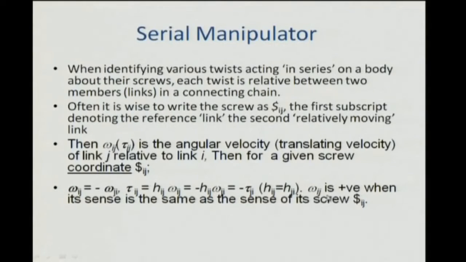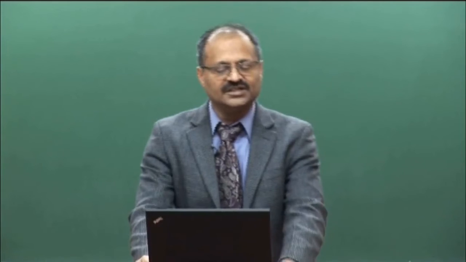Anyway, now coming back to the serial manipulator again. We now understand that when we identify various twists acting in series on a body about the screws, each twist is relative between two members or links in a connecting chain. So we write the screw as $ij, and we can use the first subscript denoting the reference link, the second the relatively moving link. These are very loose terms. If you take the second or the third link, both are moving around in the air, and which is the reference and which is the relatively moving link is not very clear, except that we said that we will march from the base to the top, and at the base we have a, quote unquote, reference link. So we go through that route, and that tells you which are the indices to be used.